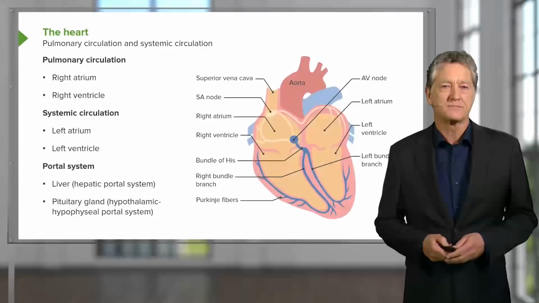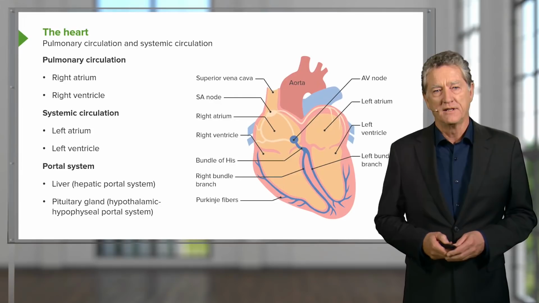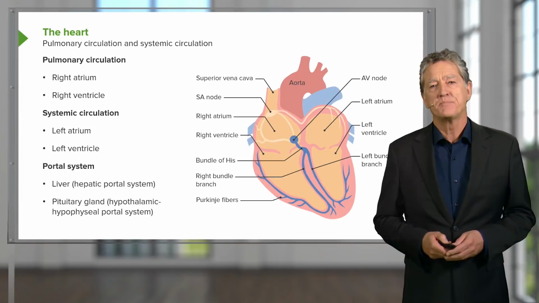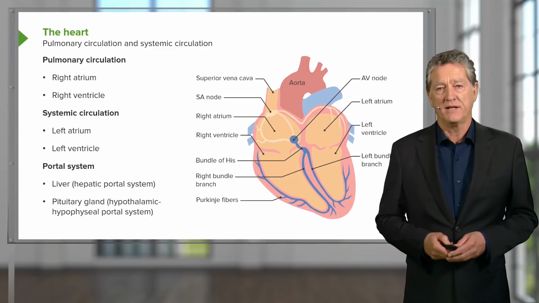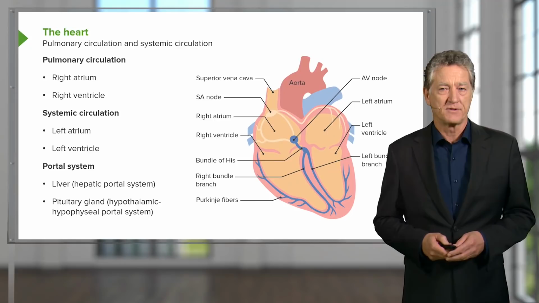There are two sorts of circulation. Firstly, there is the pulmonary circulation. This is a circulation whereby the heart receives blood from the rest of the body and then pumps that blood to the lungs. It's deoxygenated blood. It then passes through the lung and becomes oxygenated. And then it's returned back to the heart, to the left side of the heart, where that oxygenated blood is finally pumped from the heart to the rest of the body.